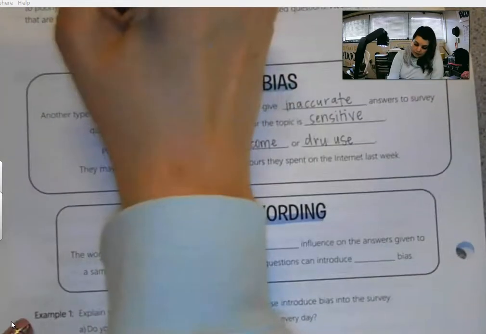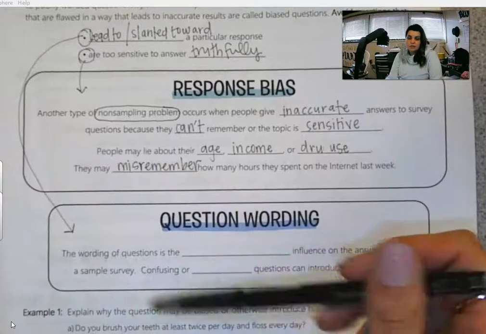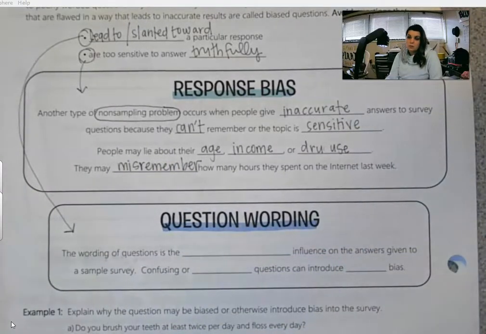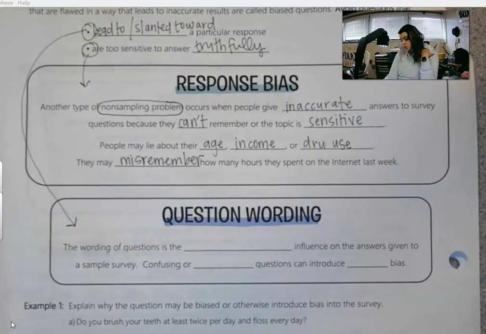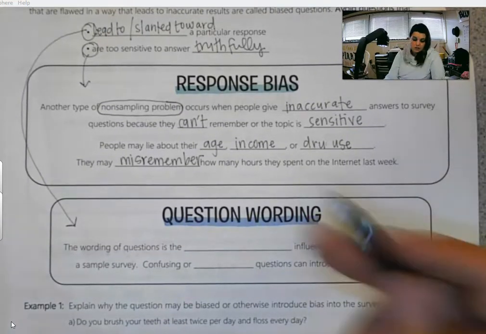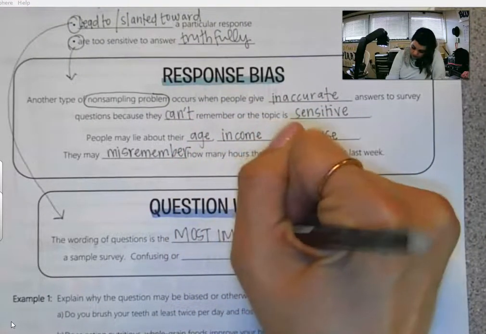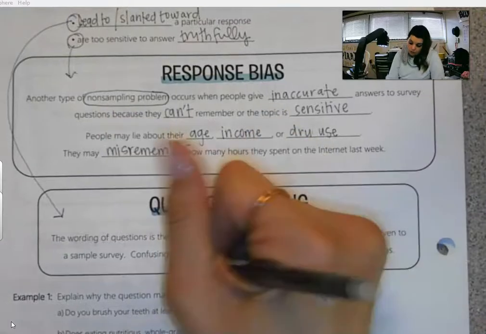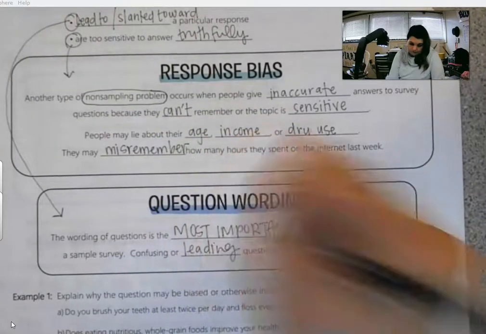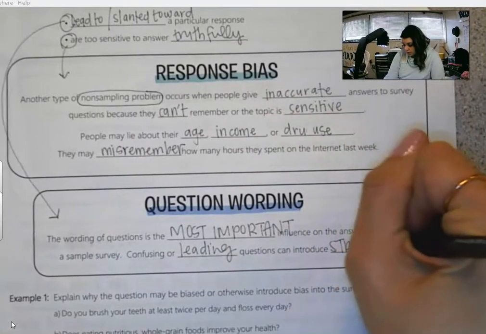Question wording is the first bullet point. Question wording are ways to formulate your question so that you get the response that supports the conclusion that you want. So the wording of questions is the most important influence on the answers given to a sample survey. Confusing or leading questions can introduce strong bias.